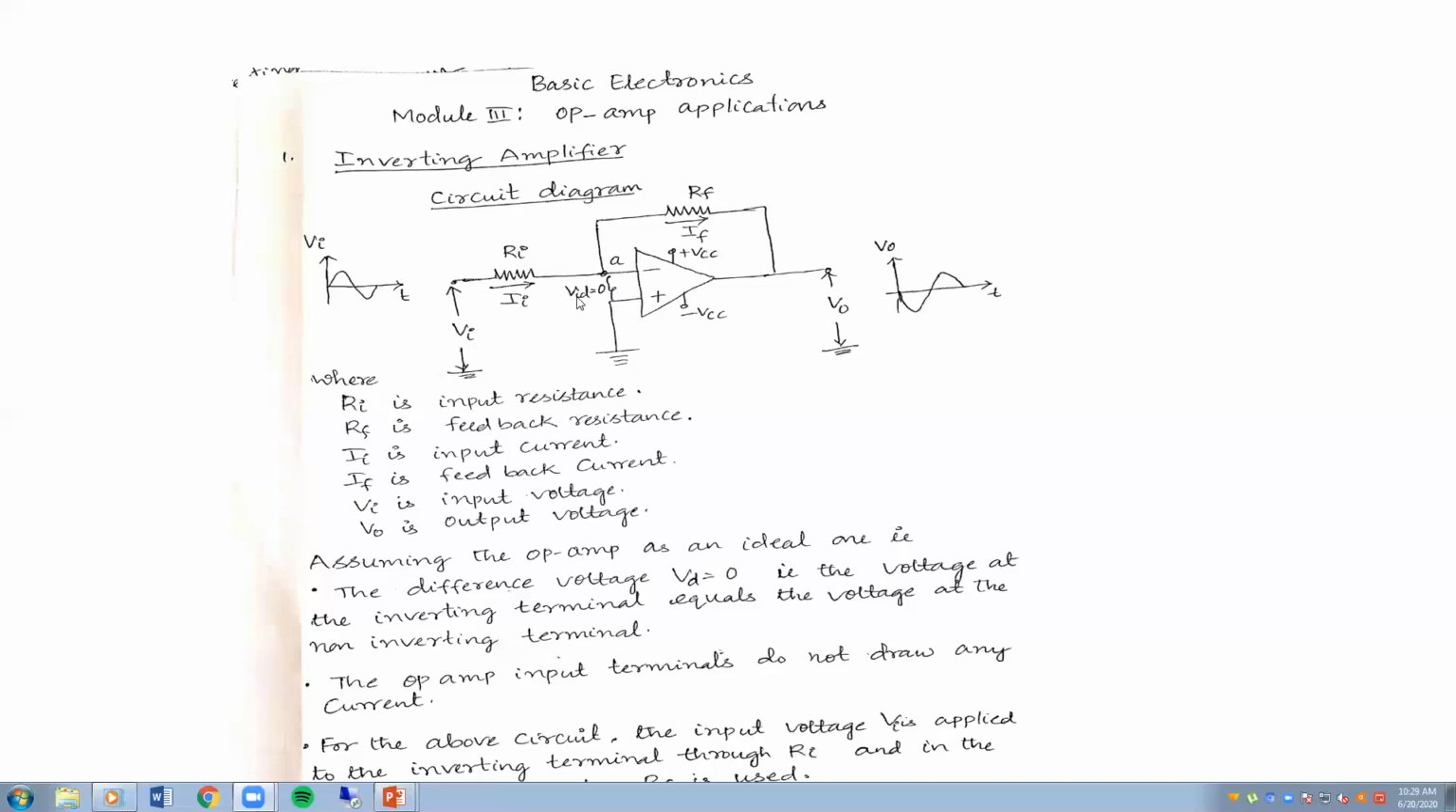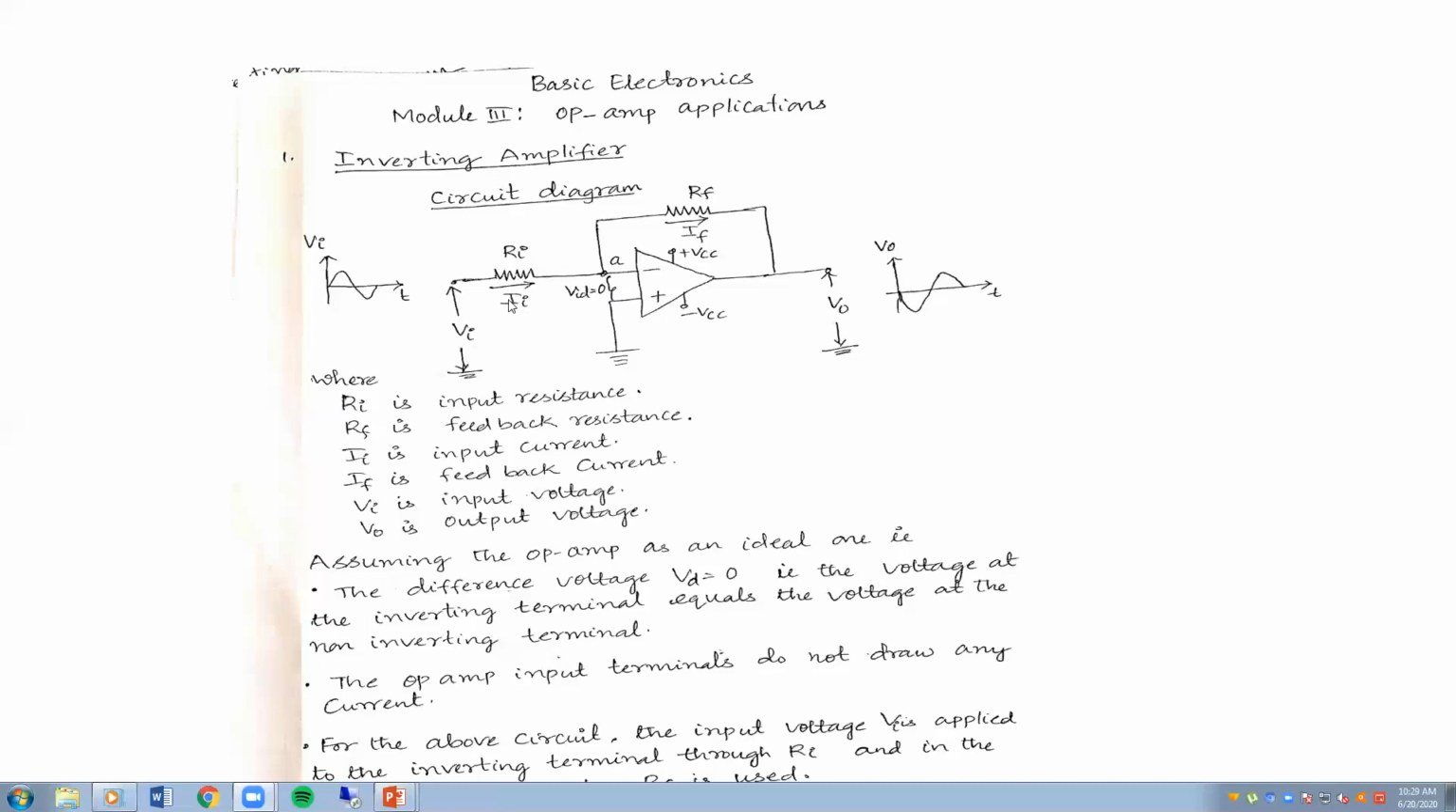The second is, the op-amp input terminals do not draw any current. Since the input impedance of an ideal op-amp is infinity, the current will be equal to 0. That is, these input terminals of the op-amp do not draw any current.